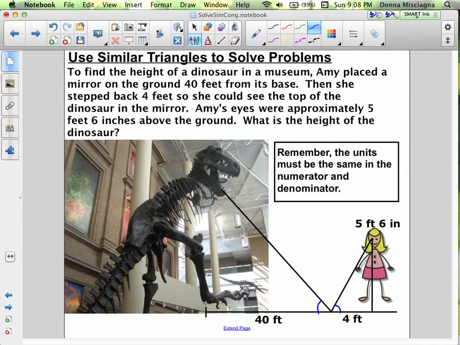Right? And then, of course, the dinosaur and Amy are perpendicular with the ground. All right? So we're going to find the height of the dinosaur. The mirror is 40 feet away. The dinosaur height is what we're looking for.